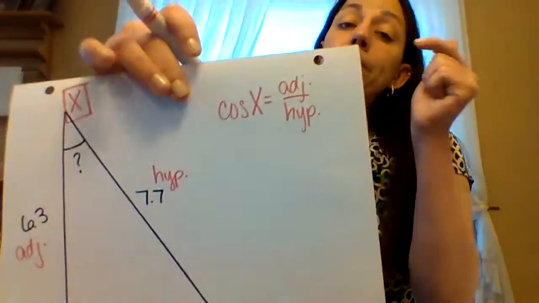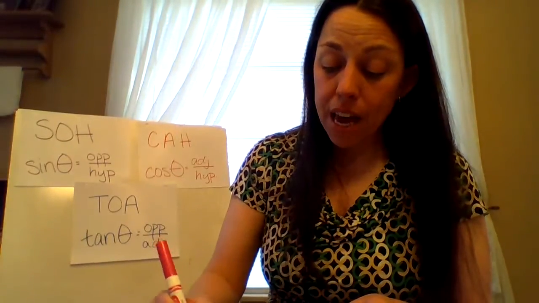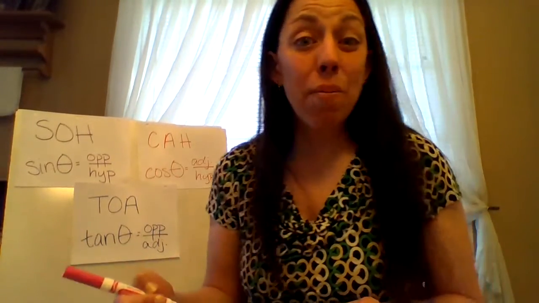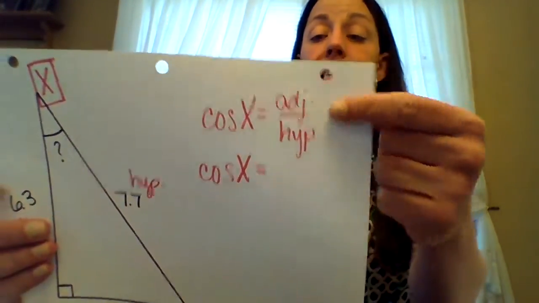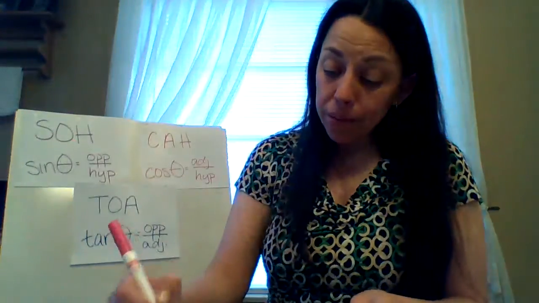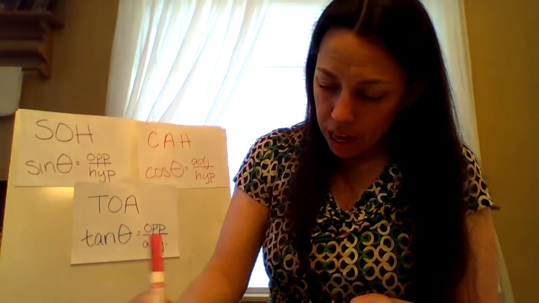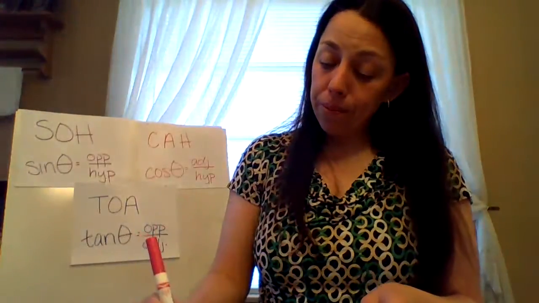Do we know our angle? Okay, all of today we don't know our angle. Not a single time today are you going to know your angle. So if you ever plug a number in there today, you're wrong. Okay, cosine of x, adjacent we determined was our 6.3 leg. Our hypotenuse is our 7.7.